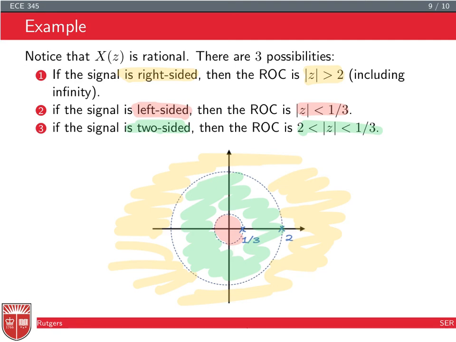Also, something I forgot to mention is that in the first case, when the signal is right-sided, if you find the limit of X of z when z goes to infinity, meaning z to the power minus 1 goes to 0, you can see that this limit exists, and for this reason, infinity is in the ROC. So here, this includes plus infinity.